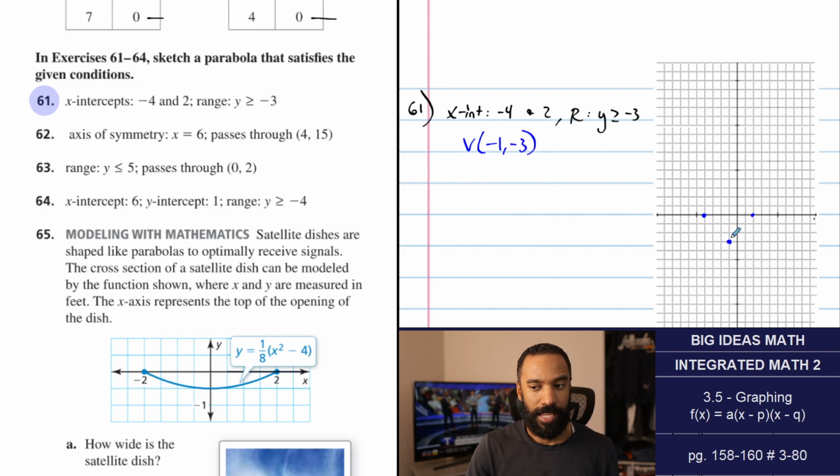I don't necessarily have a need to find more things than this. I could tell you the stretch factor is going to be 1/3, so over 3 up 3 instead of over 3 up 9. I could find more points for you, but they said just sketch it. I think their goal is to get you to find that vertex.